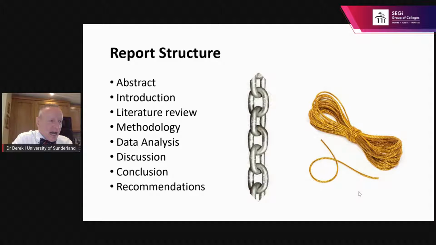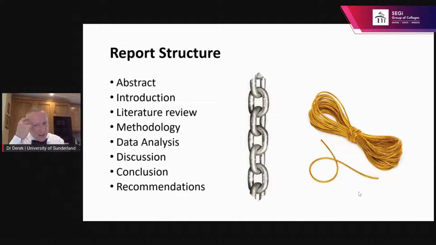Now, what I have here is a silver chain. Look at each of these sections as links of a chain. I've also included a golden thread. Now, the golden thread runs through from your abstract down to your recommendations. Your golden thread constantly makes reference to your question, because at the end of the day, with creative writing, you must answer your question. It can be a very good structure, it can have lots of referencing, but if you are not answering your question, you will not pass the assignment, or you'll get a very low grade at best.